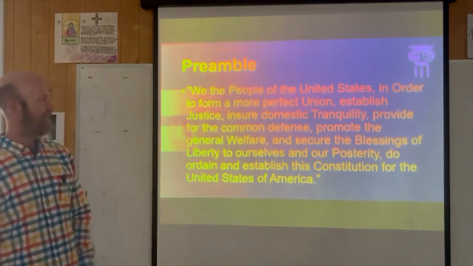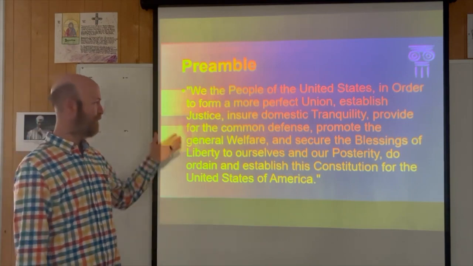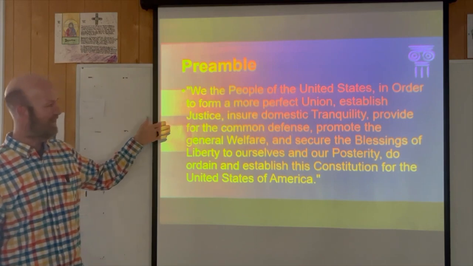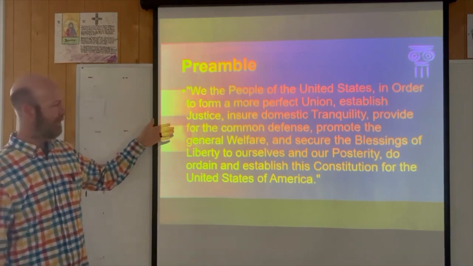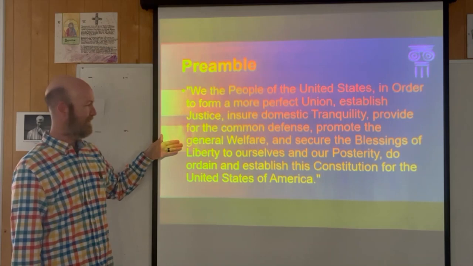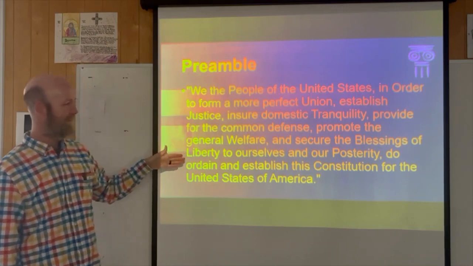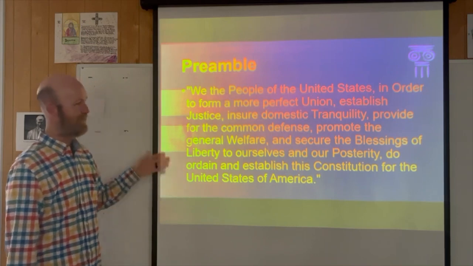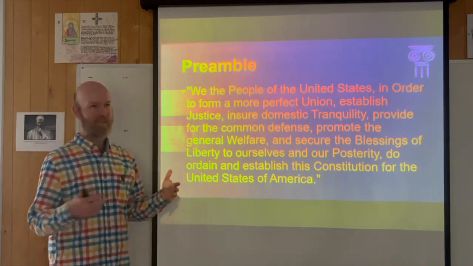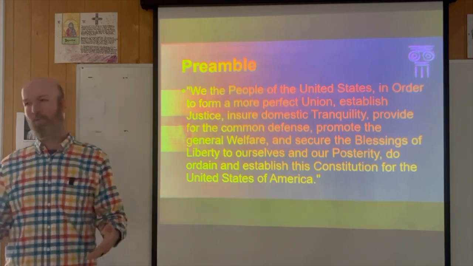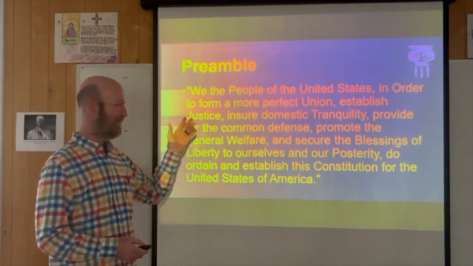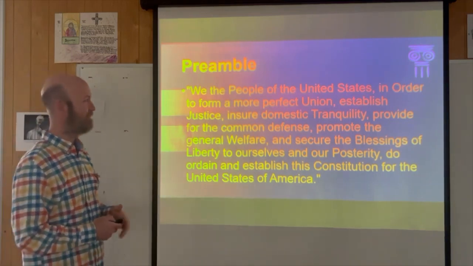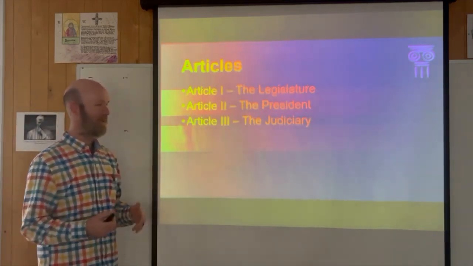The preamble says, "We, the people of the United States, in order to form a more perfect union, establish justice, ensure domestic tranquility, provide for the common defense, promote the general welfare, and secure the blessings of liberty to ourselves and our posterity, do ordain and establish this Constitution for the United States of America." So the preamble just sets out the purpose of the Constitution and the purpose of the United States government: to do these things, to make a safer, more prosperous, better nation. So that's the preamble. Then we get into the articles.